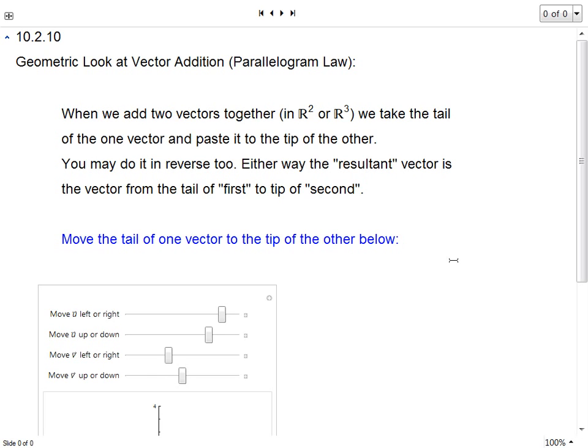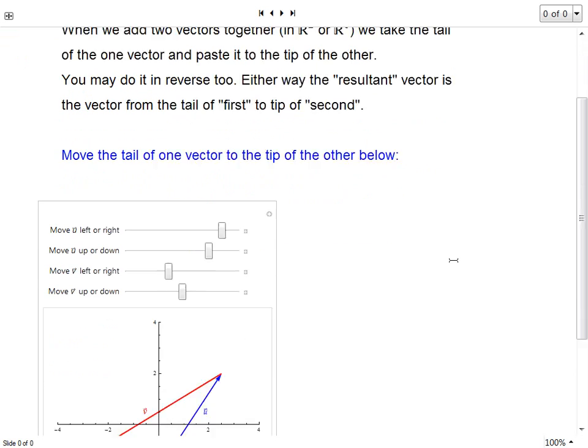If I want to add two vectors together, because I can move them around anywhere I want, I take the tip of this one and paste it to the tail of this one, like this. And what we get as a result is something that goes from here to here. So imagine connecting this tail to this tip, and that creates a new vector, called the resultant vector.